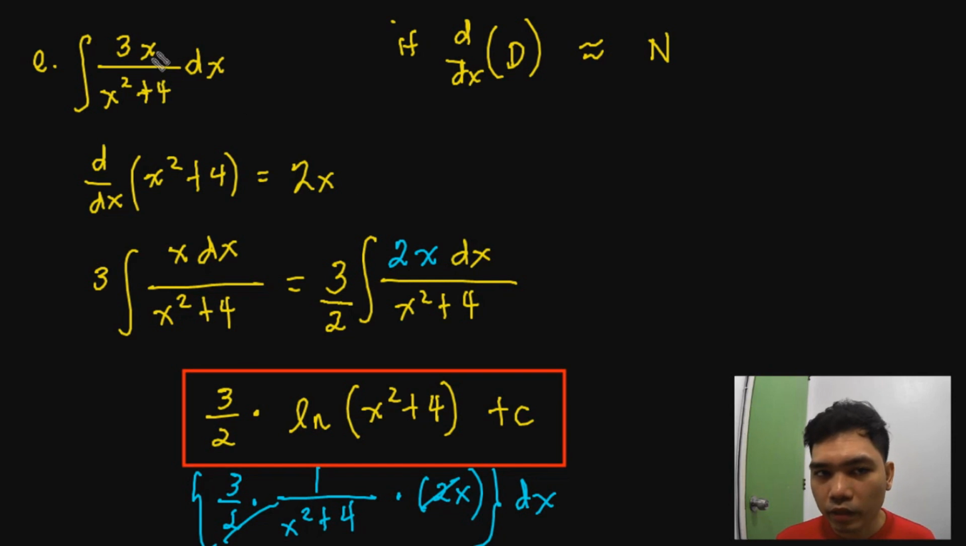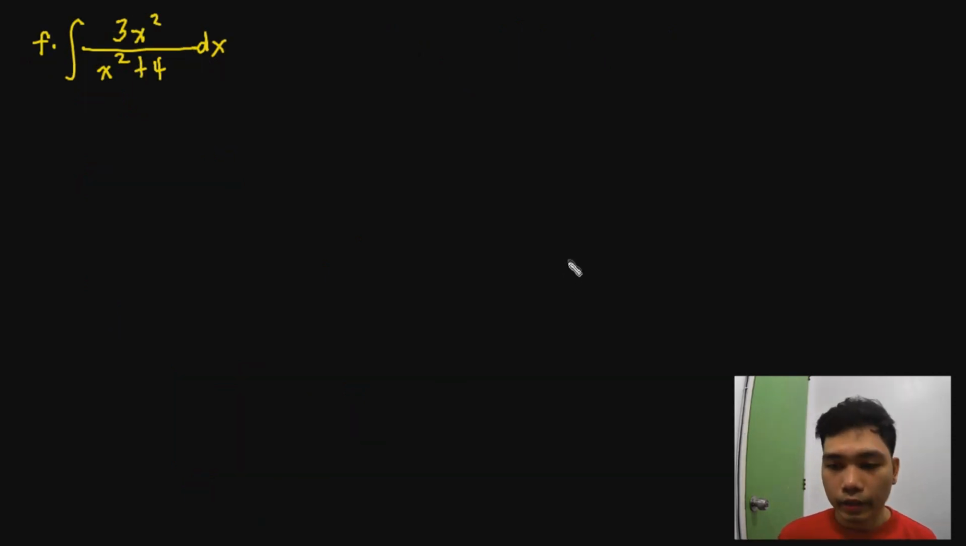Had this been 3 only, then you'll be applying the inverse trigonometric function or the rules, because the derivative of this denominator isn't congruent to the numerator itself. Now, what if instead of having 3x or 3, we have 3x squared? To deal with this kind of integrand, we need to look closely at the exponents.